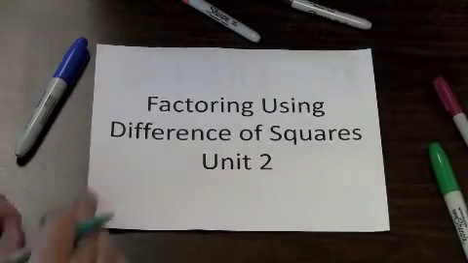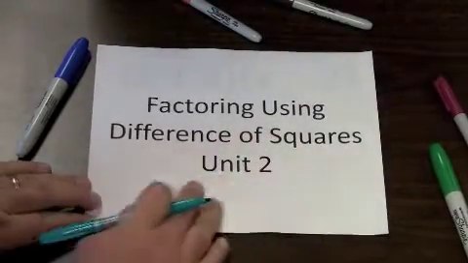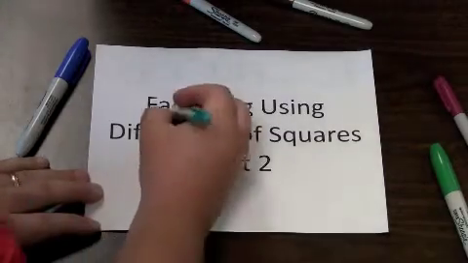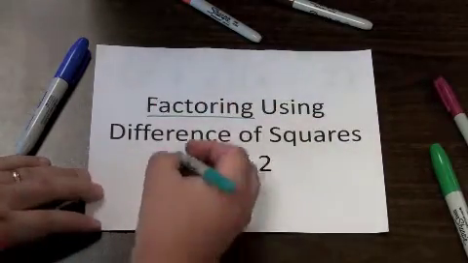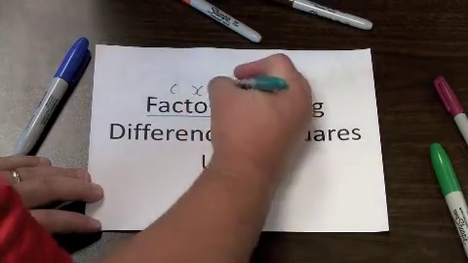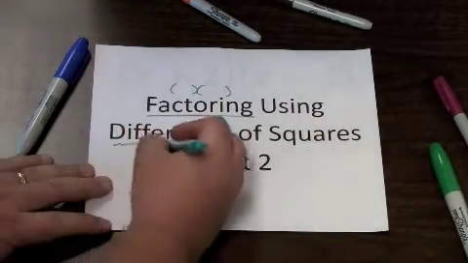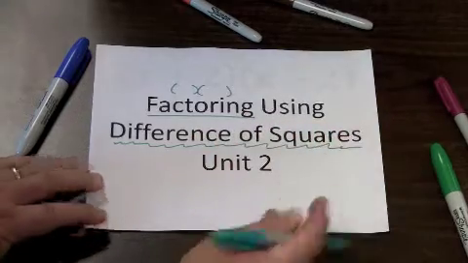Okay guys, this is factoring using the difference of squares. This is the second factoring topic we're talking about. Remember that factoring is to break things down into a product, so it's going to be things that are multiplied. And we're going to talk about what it means to have a difference of squares.